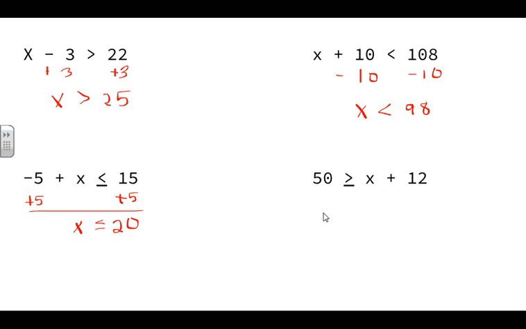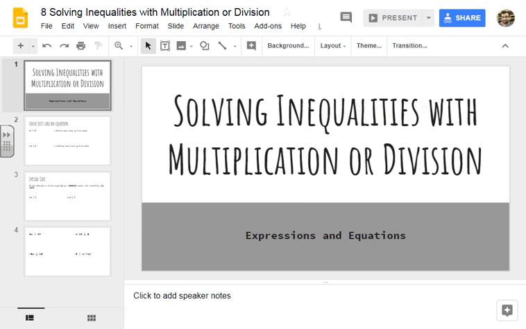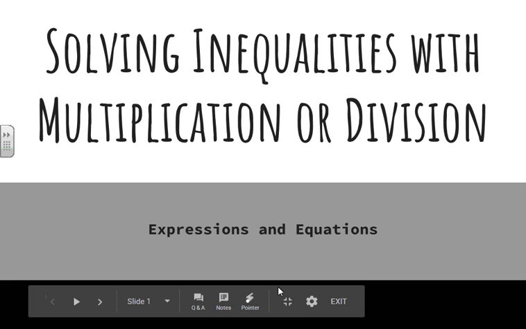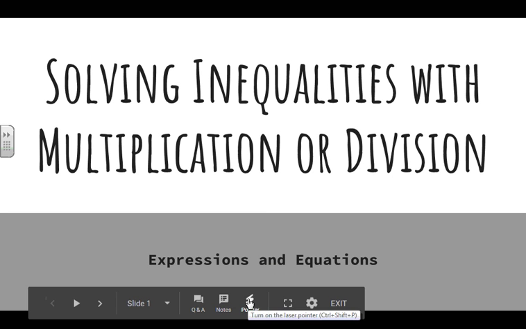And finally, we've got 50 is greater than or equal to X plus 12. So we would be subtracting 12 from both sides, and we would get that 38 is greater than or equal to X. Okay? Well, let's go ahead and look at multiplying and dividing here.